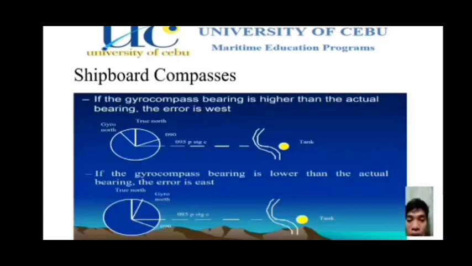If the gyro compass bearing is higher than the actual bearing, the error is west. And if the gyro compass bearing is lower than the actual bearing, the error is east. And these are the illustrations of the gyro compass bearing.